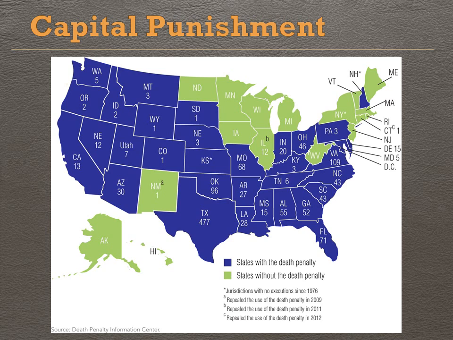Here's a list of states. All the blue ones have death penalty. All the green ones have no death penalty. So you can see most of the United States has death penalty cases. Look at Texas. I don't know if you can see my pointer on here, but if you look at Texas, 477 people put to death since 1976. California, 13. Wyoming, 1. Clue: you don't want to go to Texas and mess around.